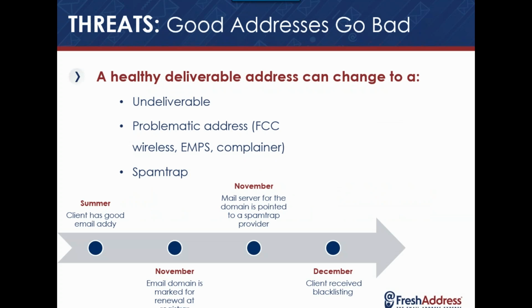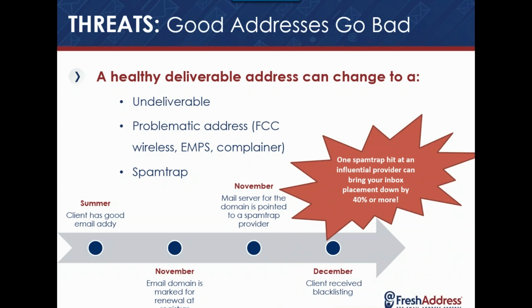Now, another one we've talked about, and I think we've gone over this quite a bit, is good addresses go bad. So I won't spend too much time on this, but in the summer, you could have a good email address, but by the time December rolls around, you've been blacklisted because that email changed to a spam trap, and now your inbox placement took a hit and you're down by 40%. So just one spam trap can cripple your campaign. This is something you've got to constantly be vigilant about and aware of. Otherwise, it's going to happen.